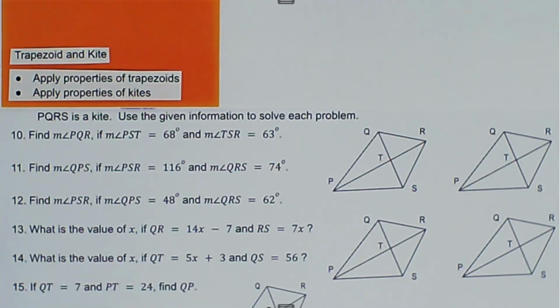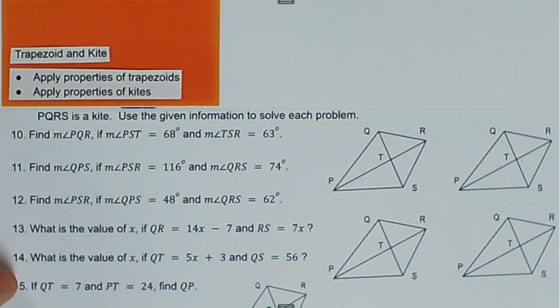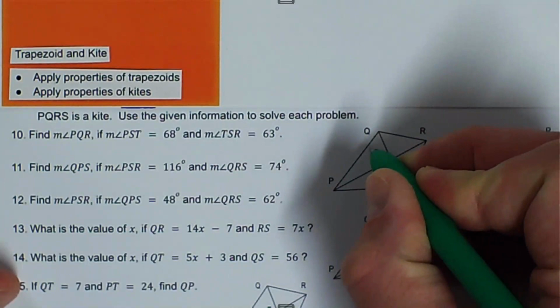We're talking about the shape of a kite, and we want to apply properties of kites. PQRS is a kite. Use given information to solve each problem. So number 10, find the measure of angle PQR, which is this angle right here.